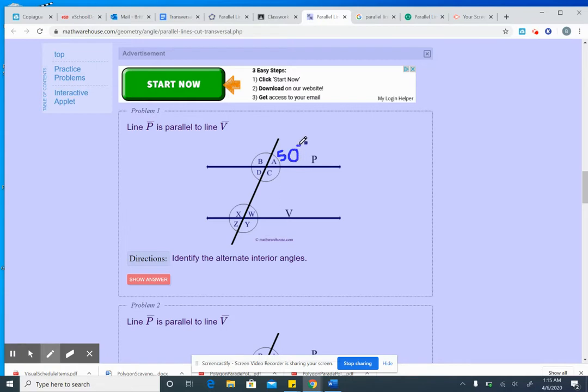Let's use our knowledge of vertical angles to figure out what angle D would be. Can you remember the relationship with vertical angles? Well, vertical angles are congruent or equal to one another. So if A is 50 degrees, then D is 50 degrees.